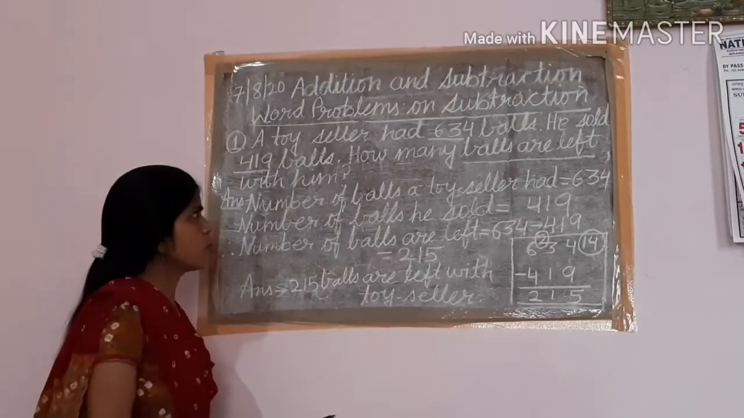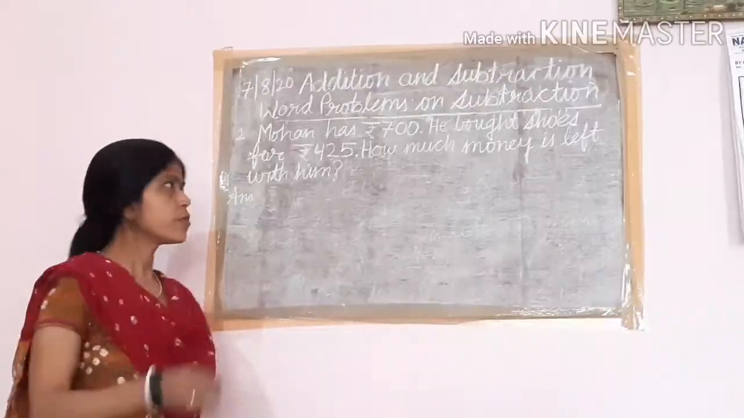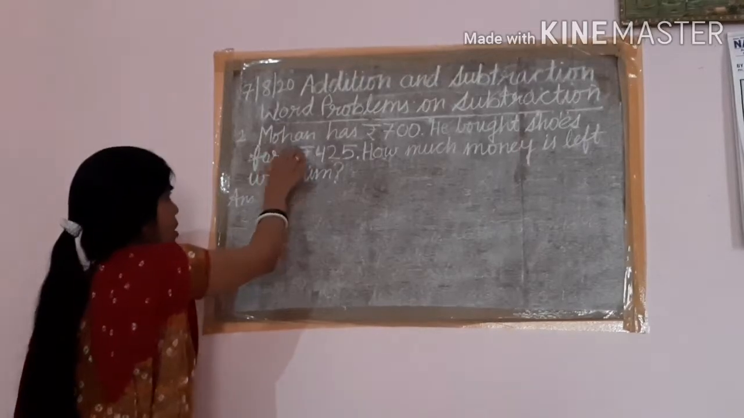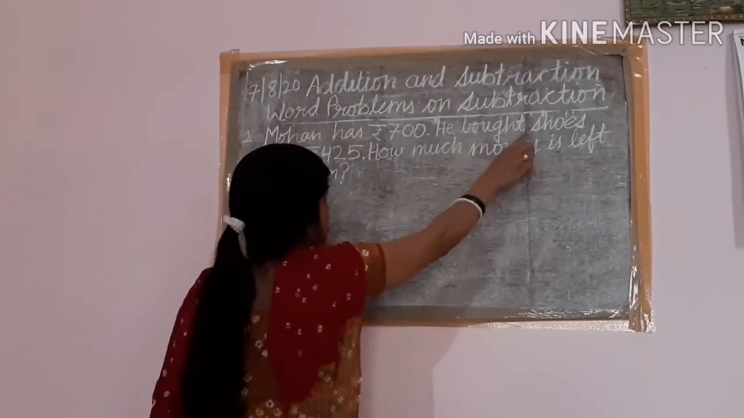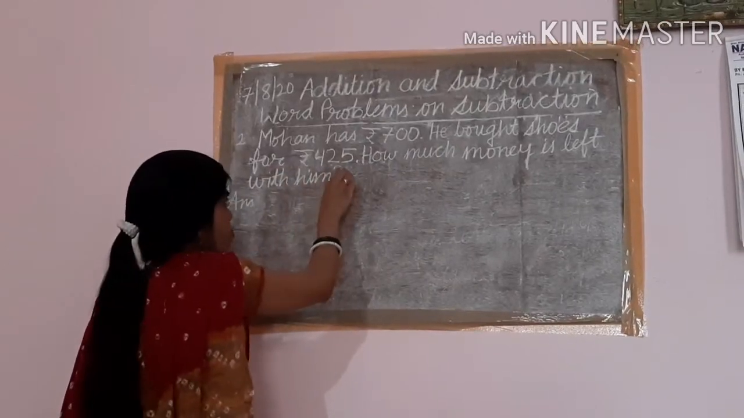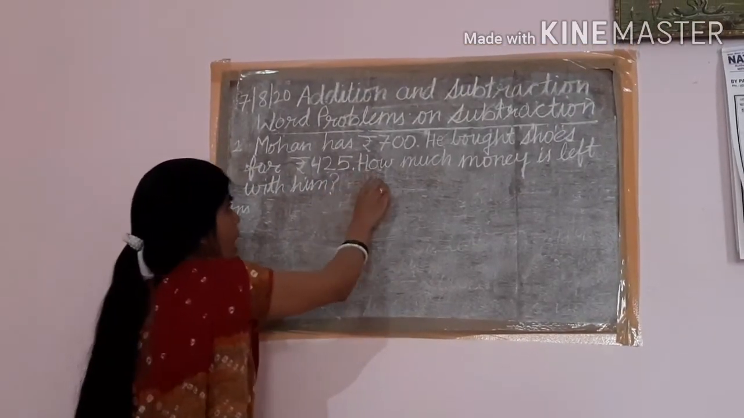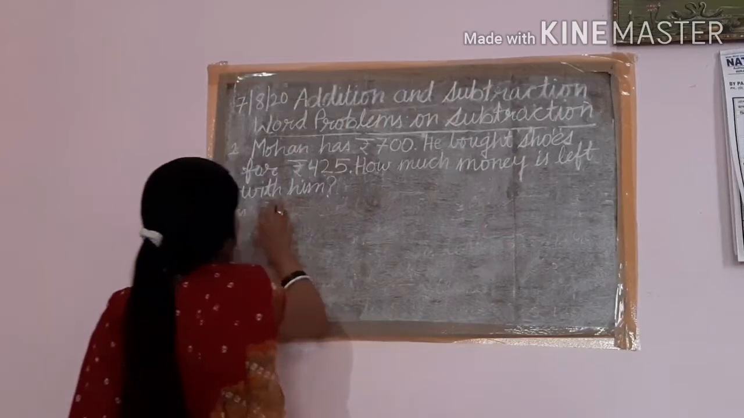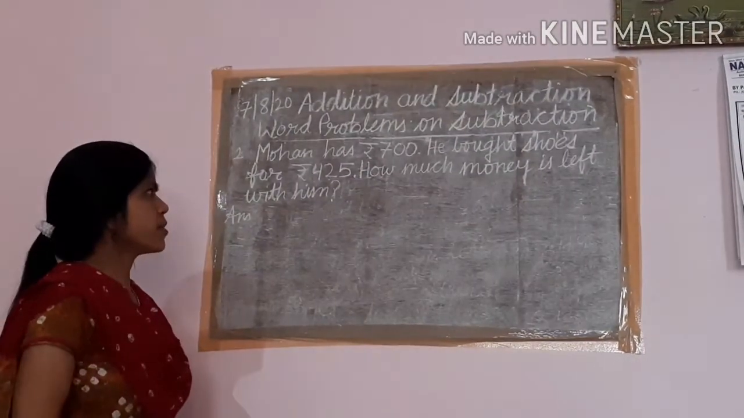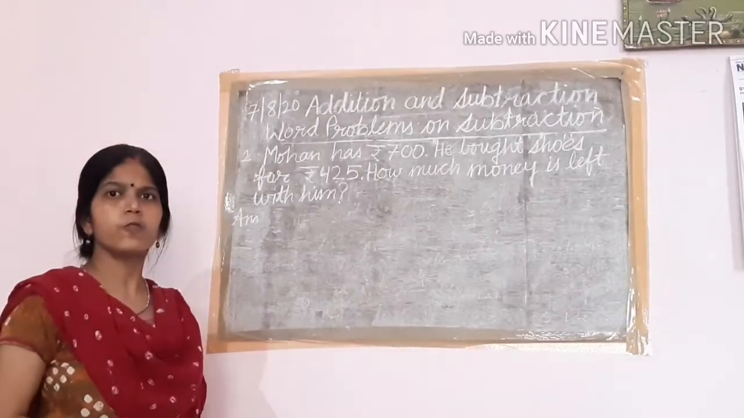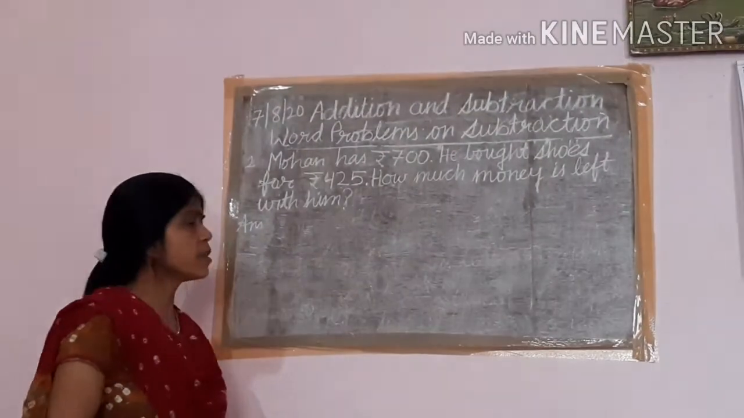One more I will solve for you. The second question is: Mohan has rupees 700. He bought shoes for rupees 425. How much money is left with him? So here beta, money is given, rupees. For rupees, we are not using the word number.